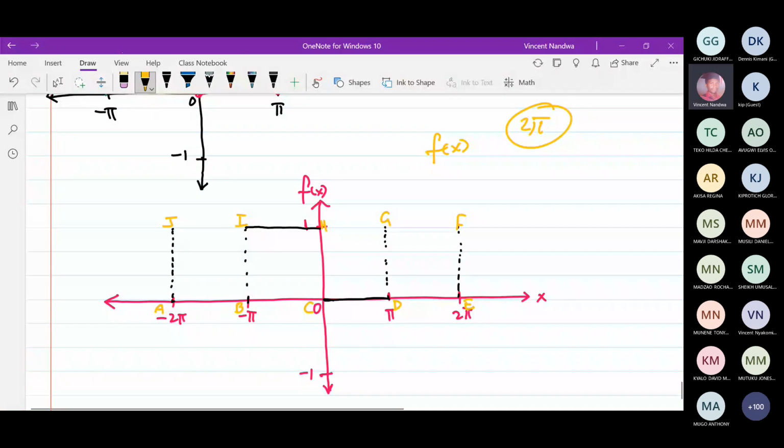Now, where would be the image of this point I? If I have to move to the right, where will I be mapped to, so that we have a 2 pi difference in steps? Or, if I take this as point H, what would be the image of H to have 2 pi steps?